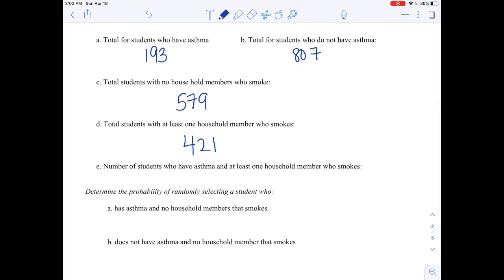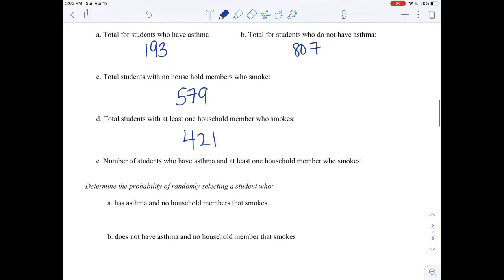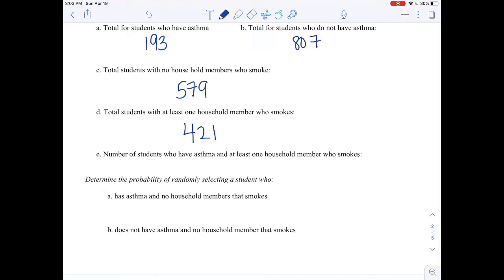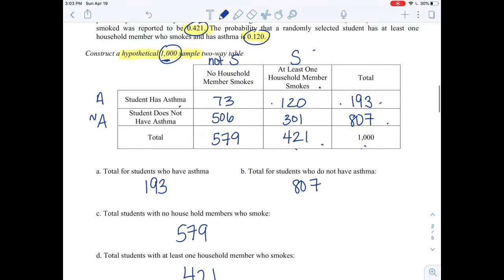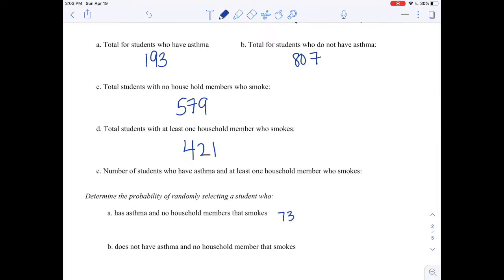What are the chances that if you randomly select a student from these hypothetical 1,000 students, they have asthma and no household member who smokes? So let's look. How many students have asthma and no household member who smokes? You can see that that's 73 people. So 73 out of our hypothetical 1,000 students, or 0.073, would be the probability in that situation.